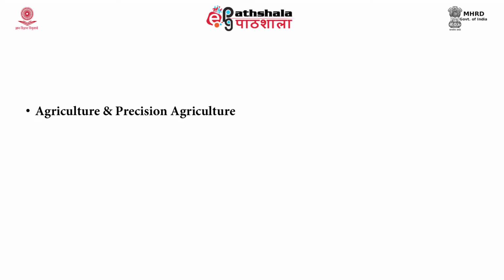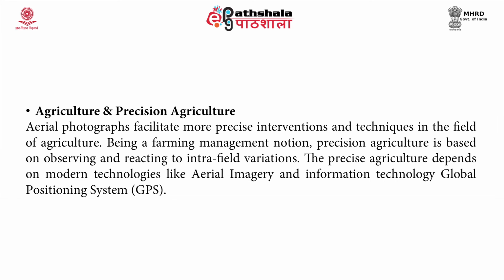The next application is agriculture as well as precision agriculture. Aerial photographs facilitate more precise interventions and techniques in the field of agriculture. Being a farming management notion, precision agriculture is based on observing and reacting to intra-field variations. Precision agriculture depends on modern technologies like aerial imagery and information technology besides the global positioning system.